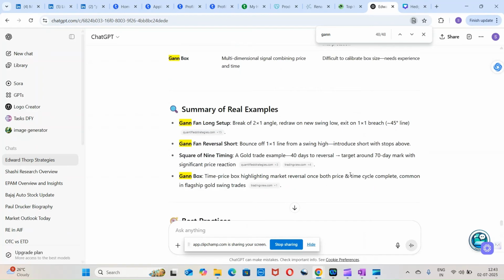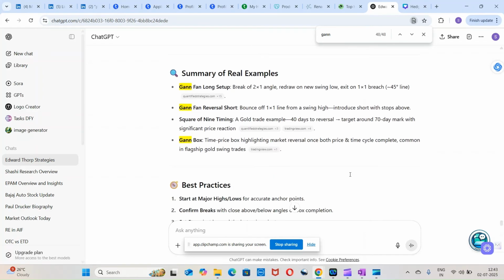So, a summary of real examples. We'll go through Gann box. I'll show you in TradingView how Gann box looks. Gann fan long setup: break of the 2:1 angle. Once the 2:1 angle breaks, you take a long position, redraw from a new swing low, and exit on a 1:1 breach. 1:1 is your stop loss. Gann fan reversal short: bounce off the 1:1 line from a swing high, enter short with stops above. Square of 9 timing, a gold trade example: 40 days to reversal, target around the 70-day mark with significant price reaction.